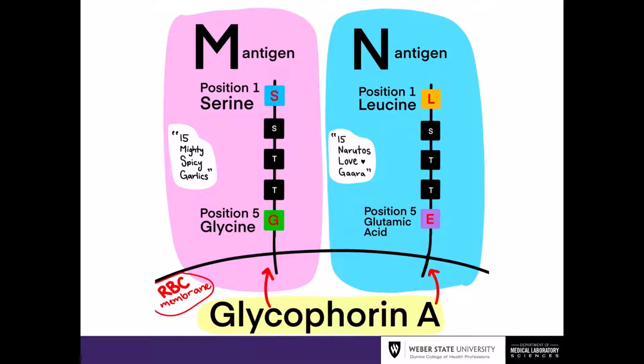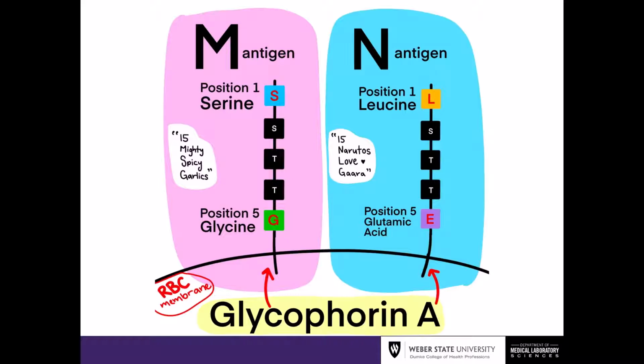This diagram highlights the differences between the M and N antigens. The key difference between antigens M and N are the first and fifth amino acids of glycophorin A. In the M antigen, the first amino acid is serine, and the fifth is glycine. In the N antigen, the first amino acid is leucine, and the fifth is glutamic acid, which is also known as glutamate. Glycophorin A is a long glycoprotein, and the first and fifth amino acids that comprise the M and N antigens are located at the very end, away from the cell membrane. Therefore, the M and N antigens are easily destroyed by routine enzymes.